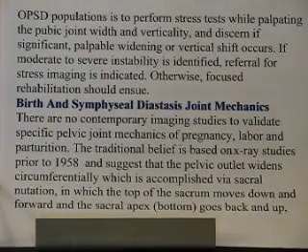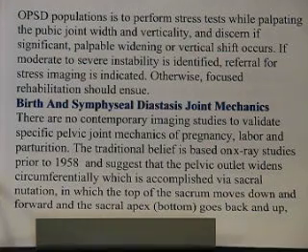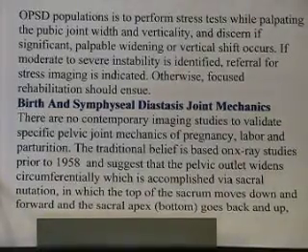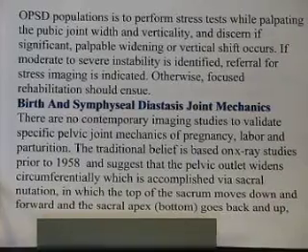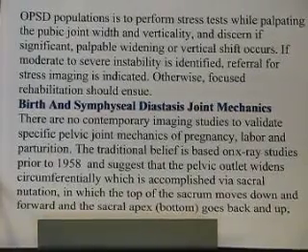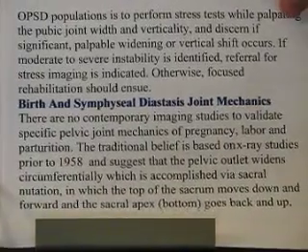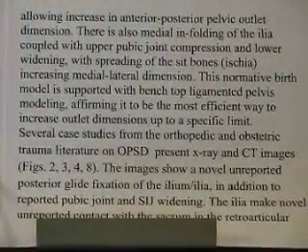This is part 2, and we're going to start again at the section titled Birth and Symphyseal Diastasis Joint Mechanics. I will just start at the section which talks about the actual mechanics. The X-ray studies prior to 1958 suggest that the mechanism that increases the pelvic outlet is accomplished with sacral nutation, in which the top of the sacrum moves down and forward, and the bottom of the sacrum, called the apex, moves back and up, allowing an increase in the anterior to posterior pelvic outlet dimension.